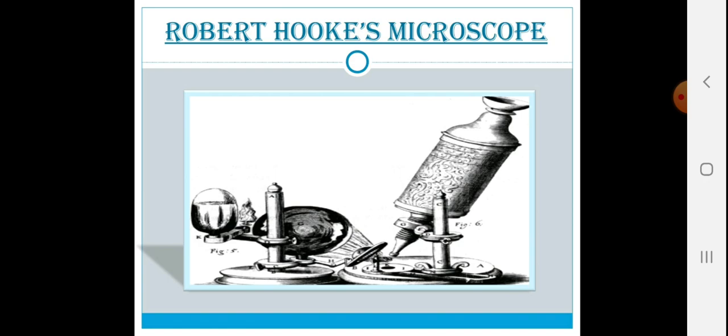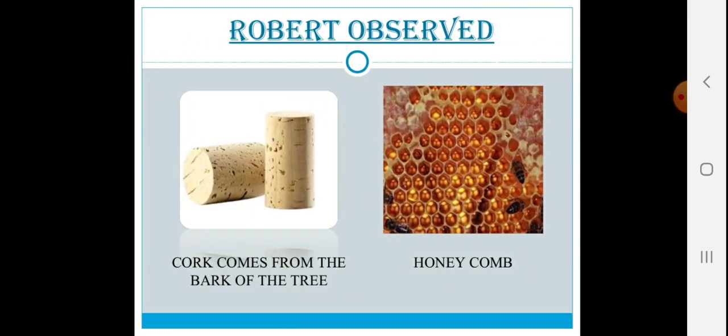Here is the image of Robert Hooke's microscope. How did it appear and how was it working? You can see it is a very old instrument, without much technology, but still, at that time, 400 years back, it was very useful to identify the first cell by Robert Hooke. Now Robert Hooke observed the cork cell, which resembled a honeycomb. Cork comes from the bark of the tree.